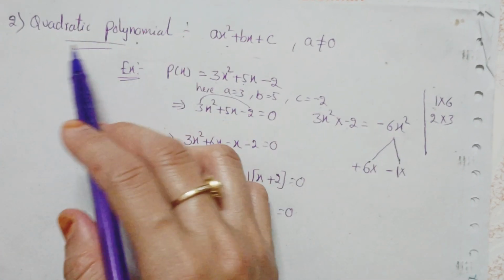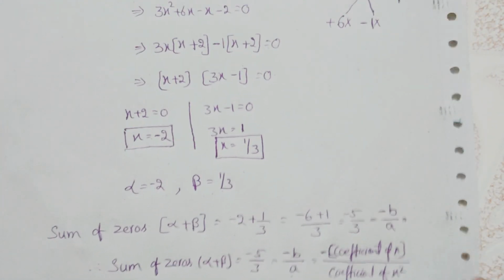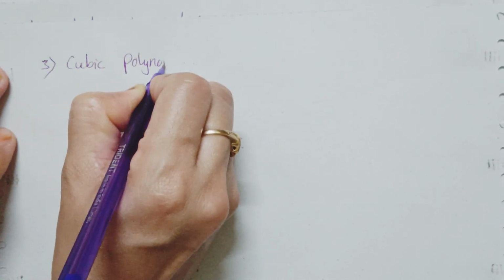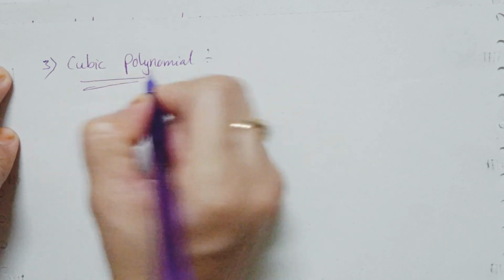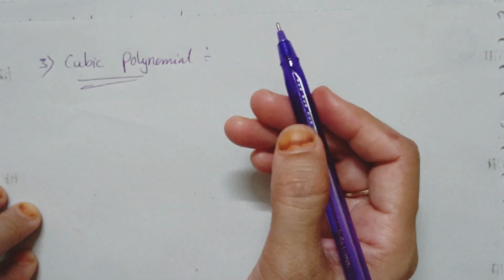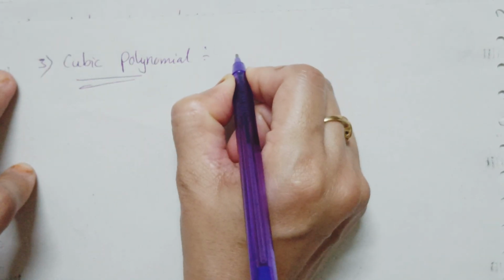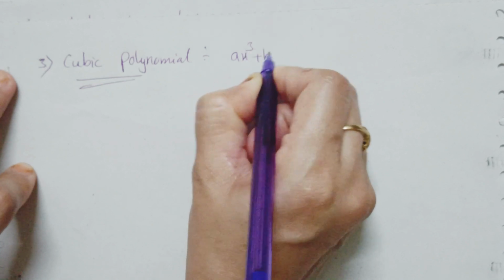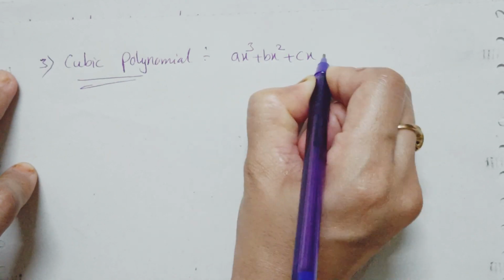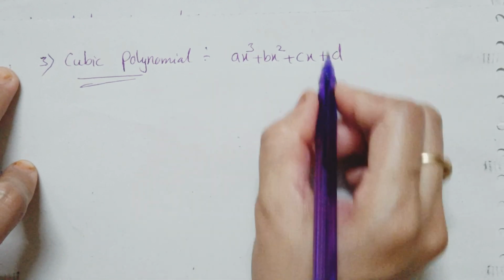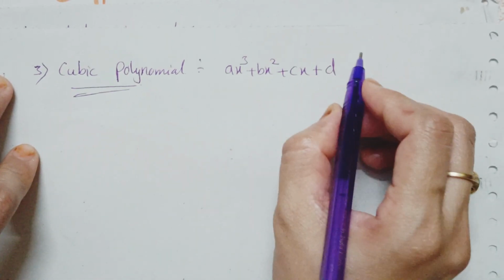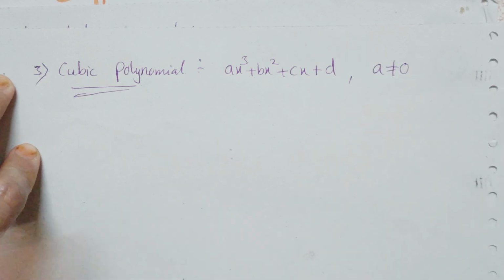Now we'll see the third one, which is the cubic polynomial. What is a cubic polynomial? A cubic polynomial is a polynomial whose degree is 3. The general form of this cubic polynomial is ax cube plus bx square plus cx plus d. This is the standard form of a cubic polynomial. So here a is not equal to 0.